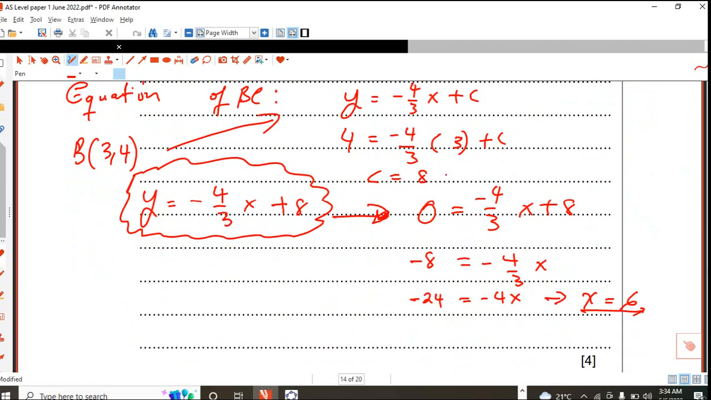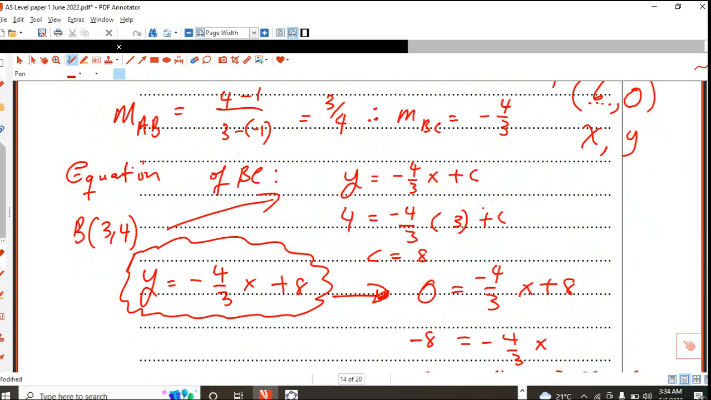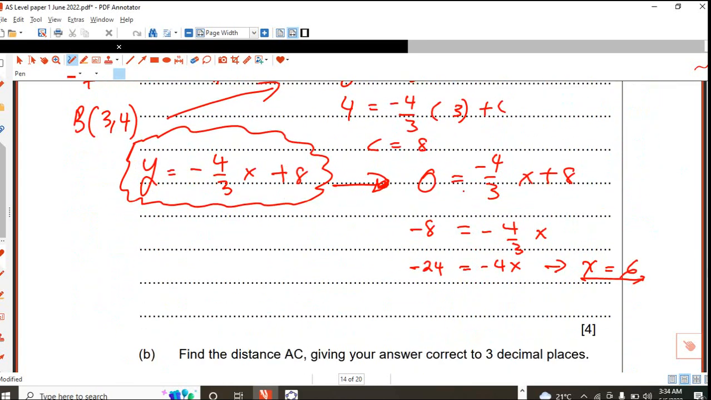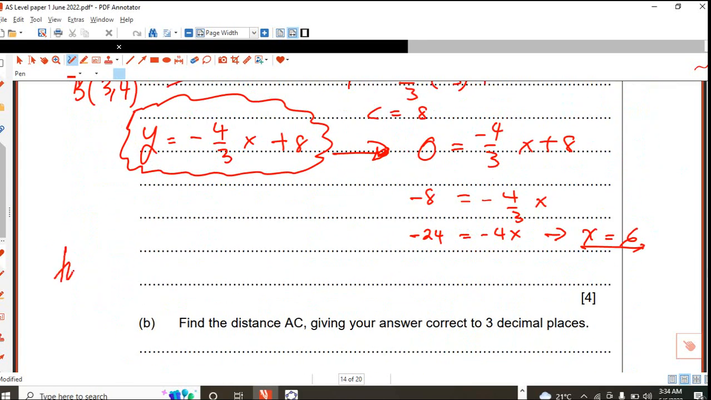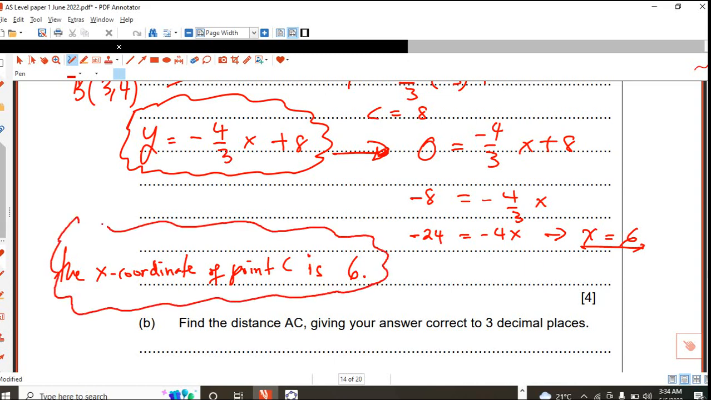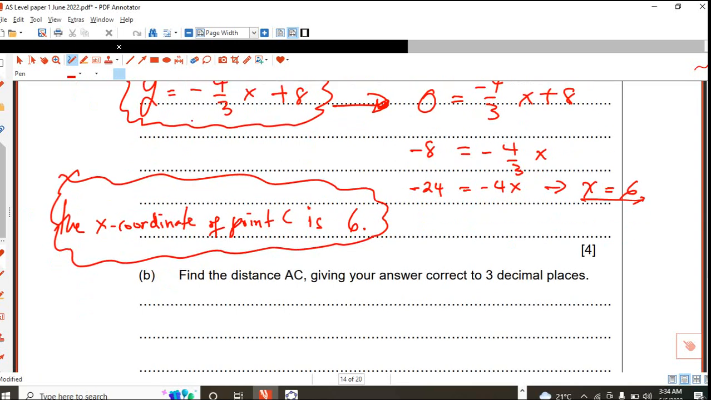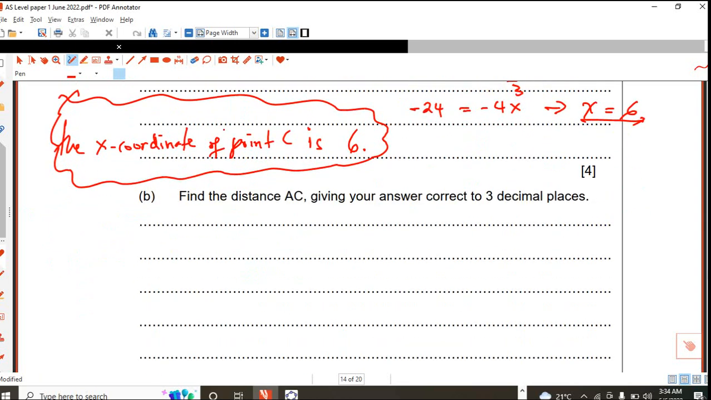So the question is asking what is the x coordinate of C. So you can also go ahead and say the x coordinate of point C is 6. So 2 parts to that question, and you have to answer them both. Right, there's a B part of the question. Find the distance AC, giving your answer correct to 3 significant figures.